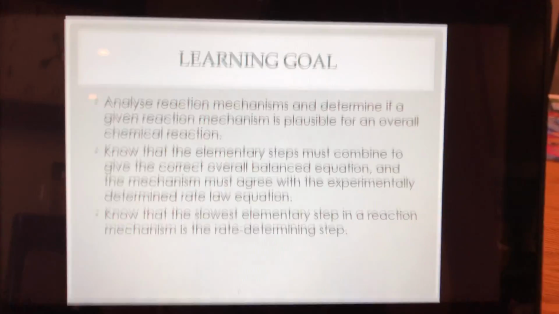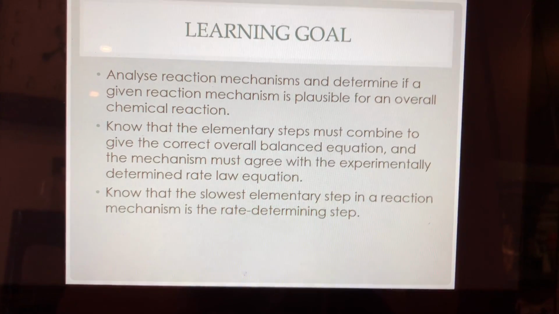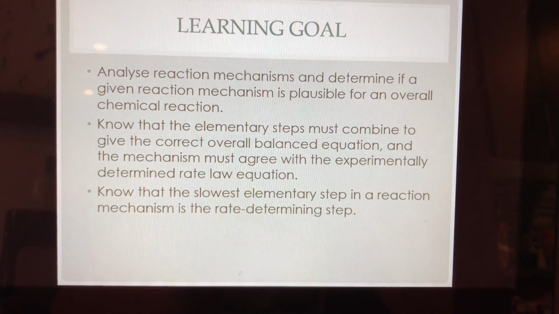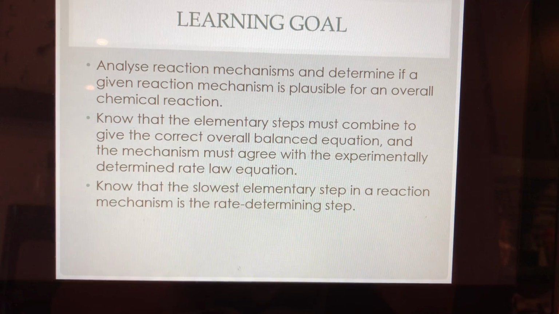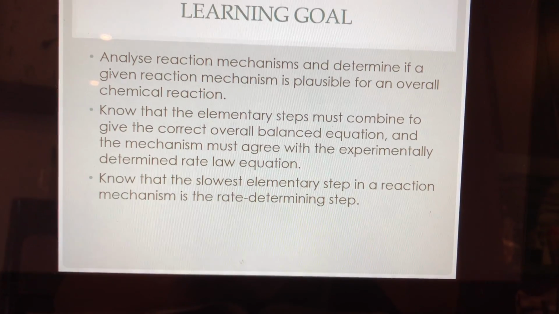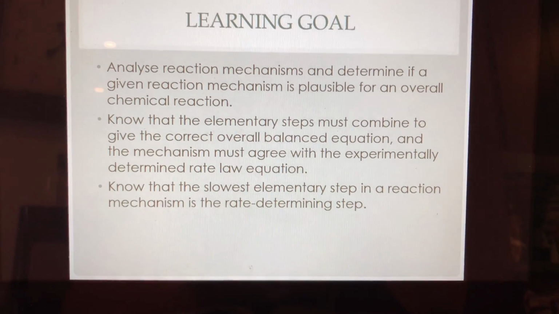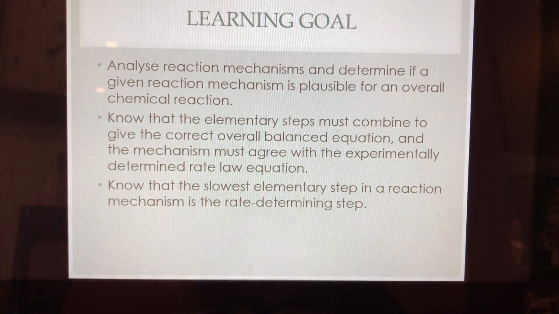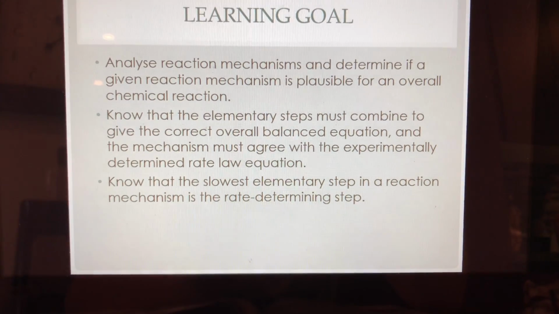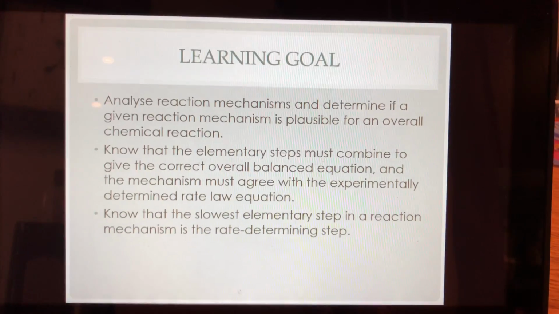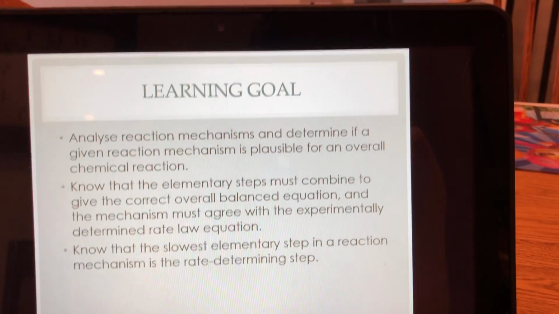Okay, so our learning goal for today's lesson is we are going to analyze reaction mechanisms and determine if a given reaction mechanism is plausible for an overall chemical reaction. We're going to know the elementary steps that make up a chemical reaction. They have to combine to give the correct overall balanced equation. And the mechanism has to agree with the experimentally determined rate law equation. And then we're going to know that the slowest step in a reaction mechanism is the rate determining step. So again, this is all gibberish to you right now, but you can check back and see, yeah, I understand this after the lesson.